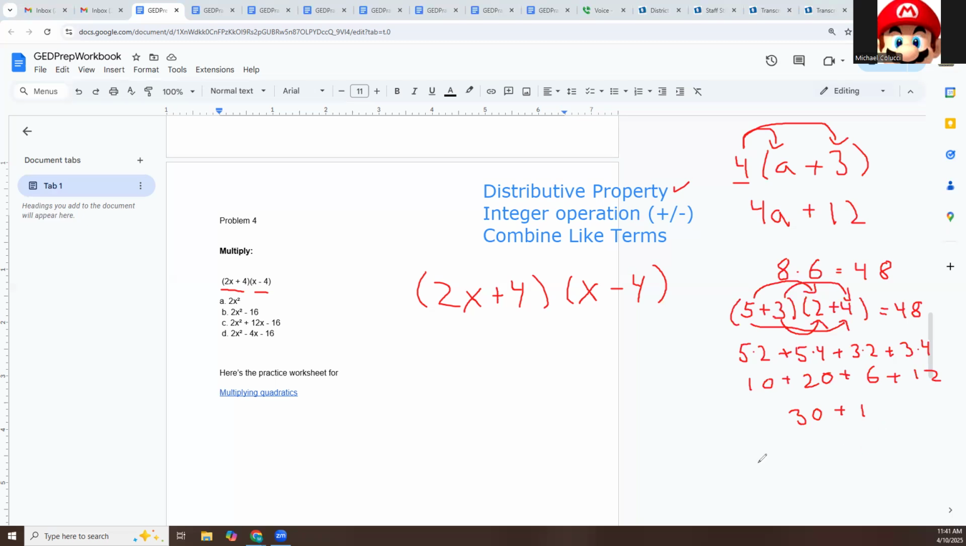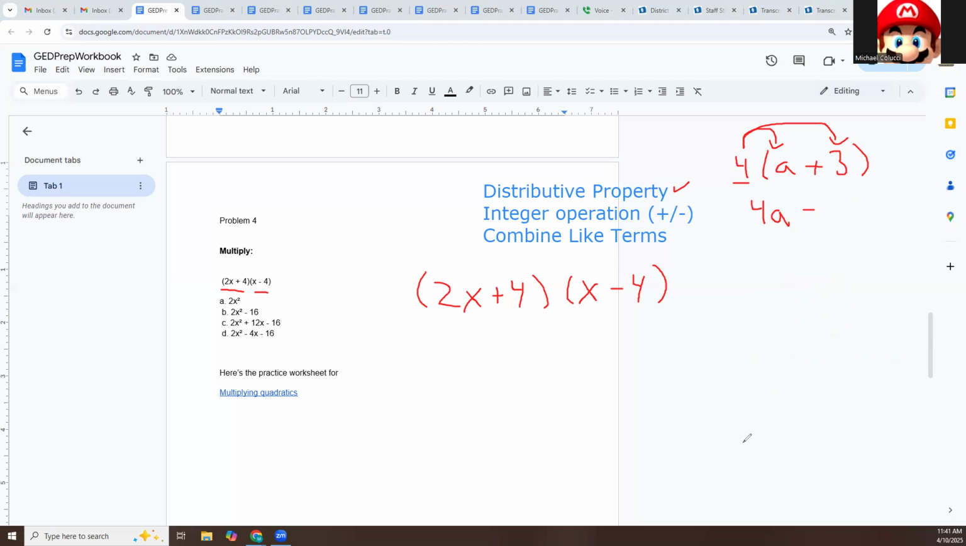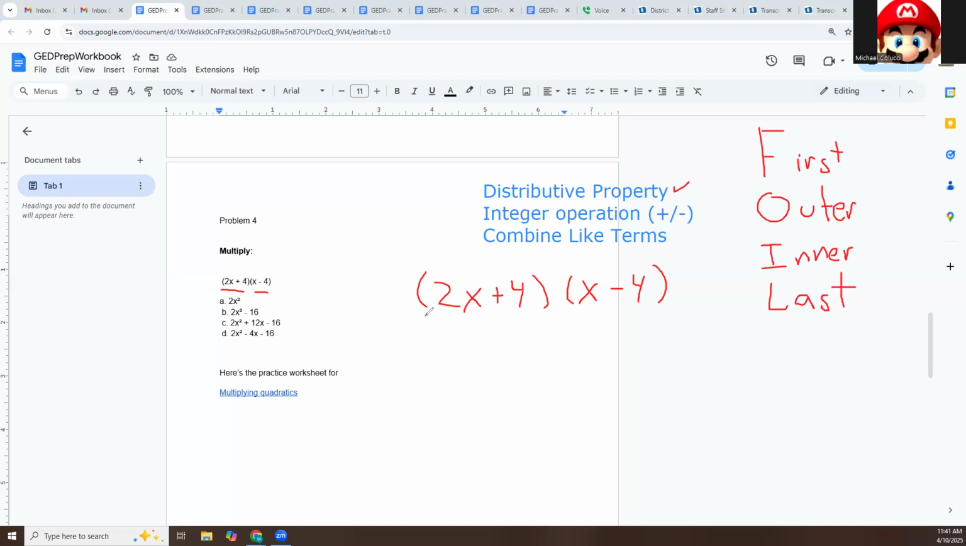Okay, so how does this look when I have a whole bunch of variables in the way? I'll show you. Let's just get rid of some of this stuff. So that technique I was telling you about is called FOIL. And again, it stands for first, outer, inner, last. And this is how the distributive property works when I have two terms in both quantities.